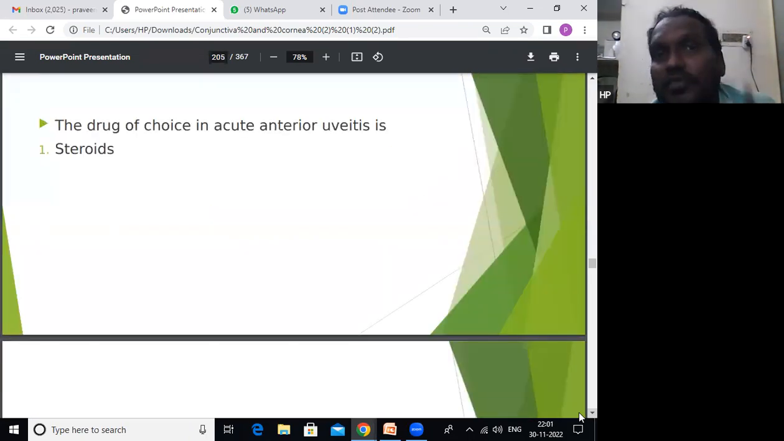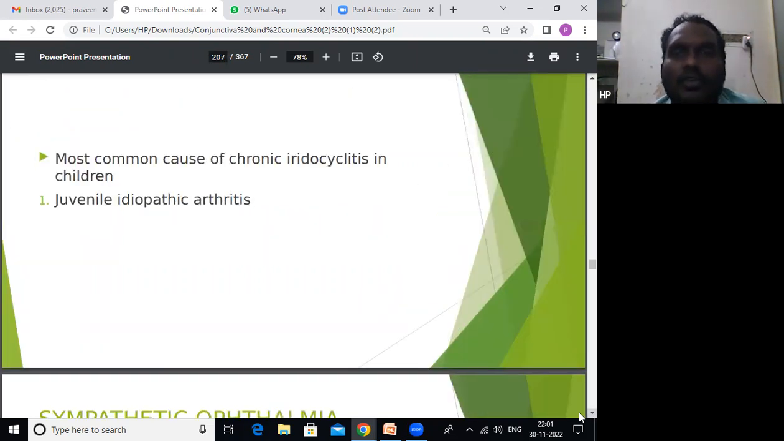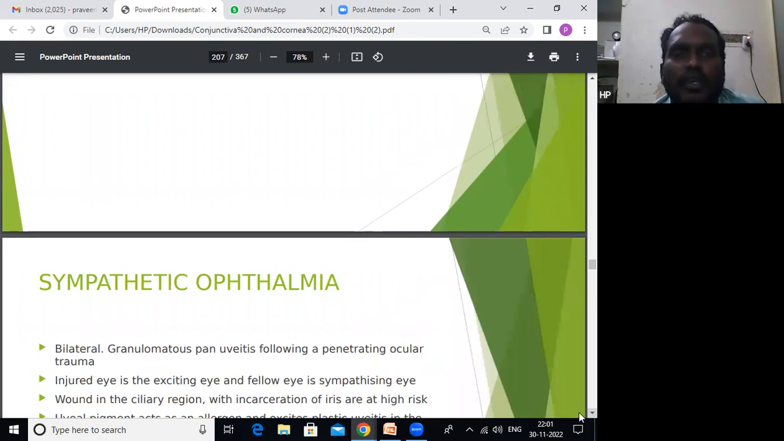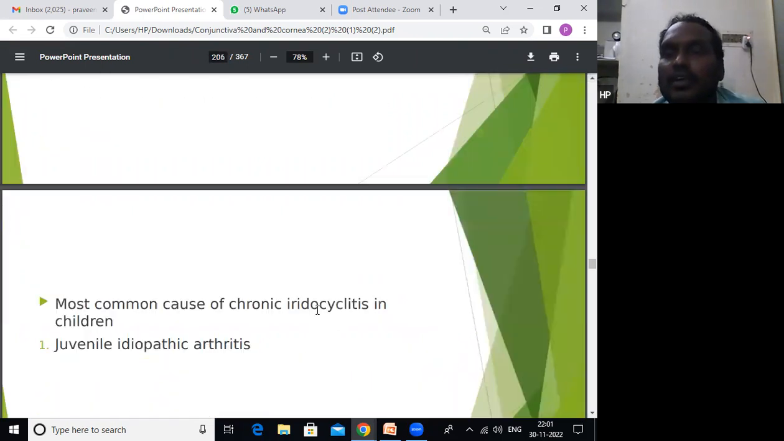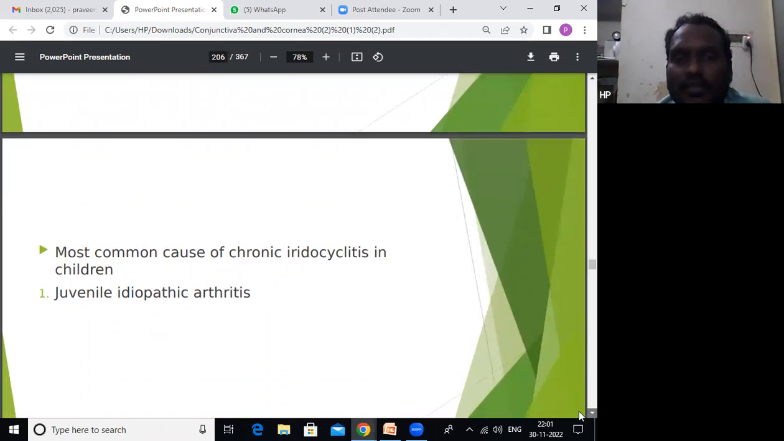Okay. The drug of choice in the treatment of acute anterior uveitis is steroids. It is not cycloplegic agents. Cycloplegic agents are only for relief of pain. You have to reduce the inflammation here. You will always have confusion; someone has marked cycloplegic as the answer. No. The drug of choice in treatment of anterior uveitis, or in any uveitis, is topical steroids. Then this is an important question. The most common cause of chronic iridocyclitis in children is juvenile idiopathic arthritis, JIA or JRA, juvenile rheumatoid arthritis.